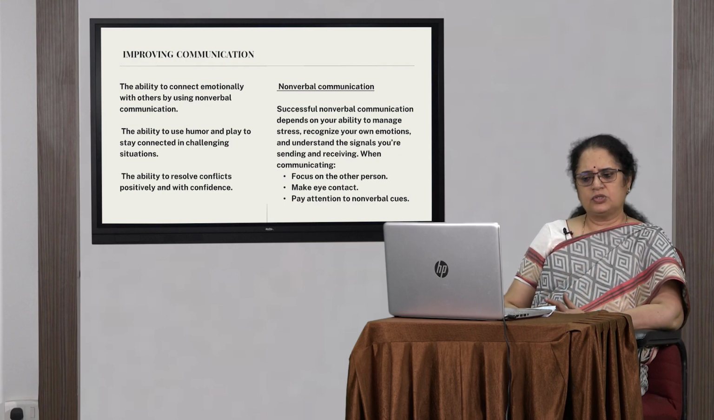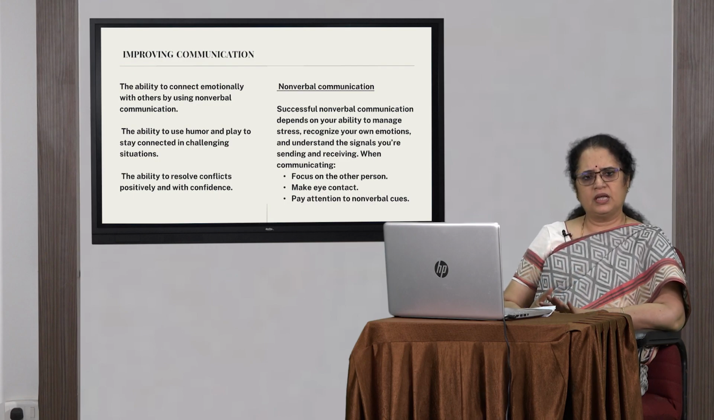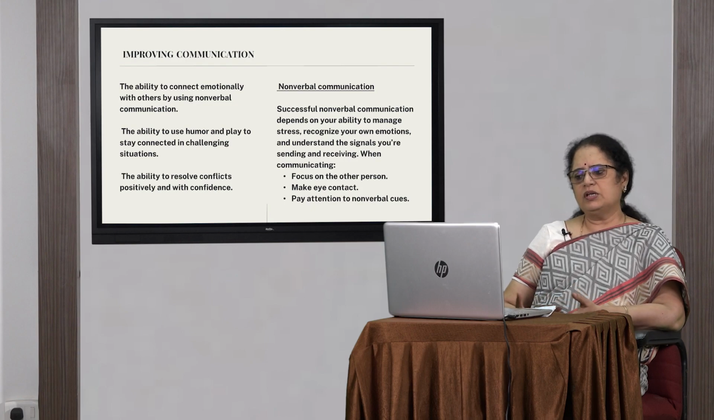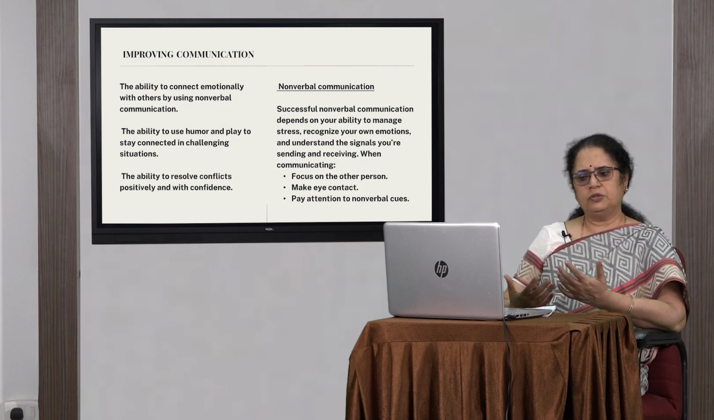The ability to resolve conflicts, stay positive with confidence, this is also important, right? To resolve conflicts positively means like a win-win situation, like we already said, right? So, what is non-verbal communication? Successful non-verbal communication depends on your ability to manage stress, recognize your own emotions, understand the signals that you have been sending and receiving, either non-verbal communication from me to you or from you to me.